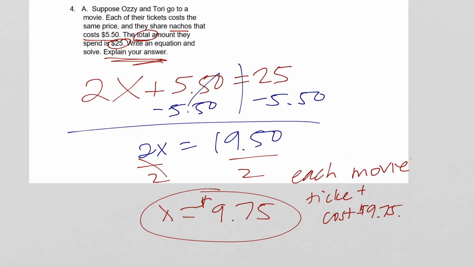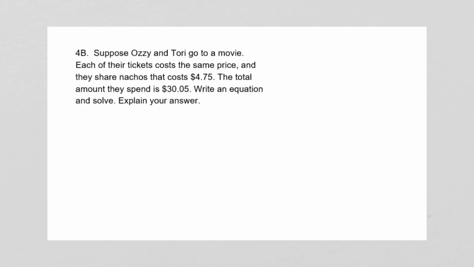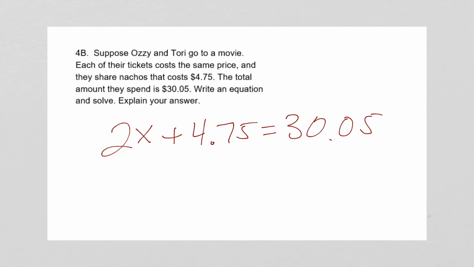Now, I'm not going to do question 4B because it's pretty much the same thing. The only thing that's going to change is the cost of the nachos and the total cost. So it's going to be identical. So you can practice 4B. I just did 4A. Your equation should be 2x again plus the nachos equal to the total cost. The cost of the tickets when you're done solving this should be $12.65 if you did it correctly. So you try this question, and if you get stuck, I'll answer it tomorrow.